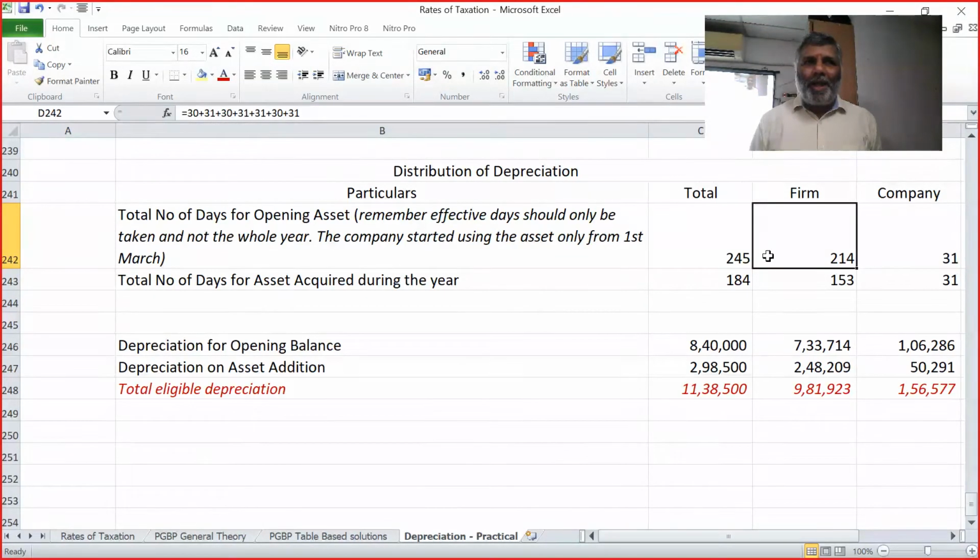Yeah, but other things being constant. But the law has used the words depending on effective usage period. Exactly, it is not there in the hands of the firm. Firm itself is not there. Total days differ.